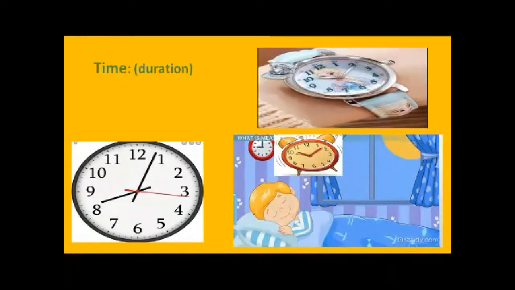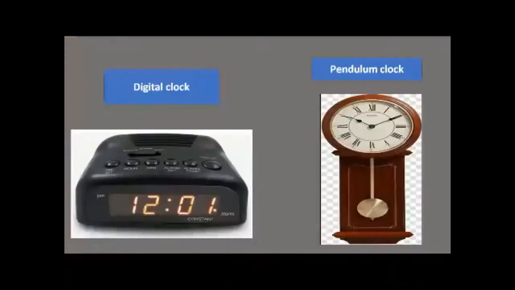The time. Okay, we can check time with the help of different clocks. Okay, this is the wall clock. This is the quartz clock. A quartz clock is used to put the morning alarms. Okay, and this is the wristwatch. The digital clock will tell you the time in numbers. Okay, it doesn't have needles. Pendulum clock has a pendulum, a swinging weight.